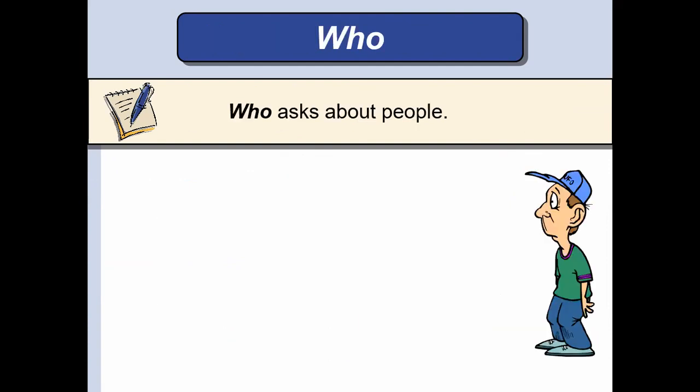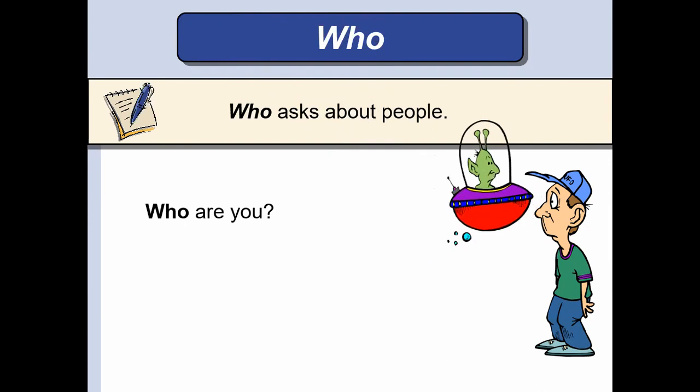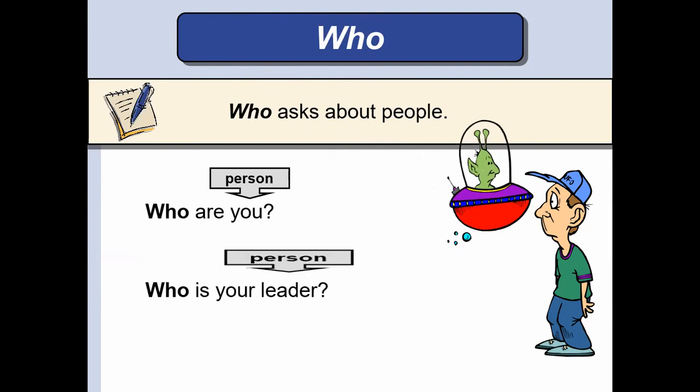So we have another one, who. Who asks about people. When we want to ask about a person, we're going to use who. Who is he? Who is she? Right? Like this. Who are you? Or who's your leader? That's a person.